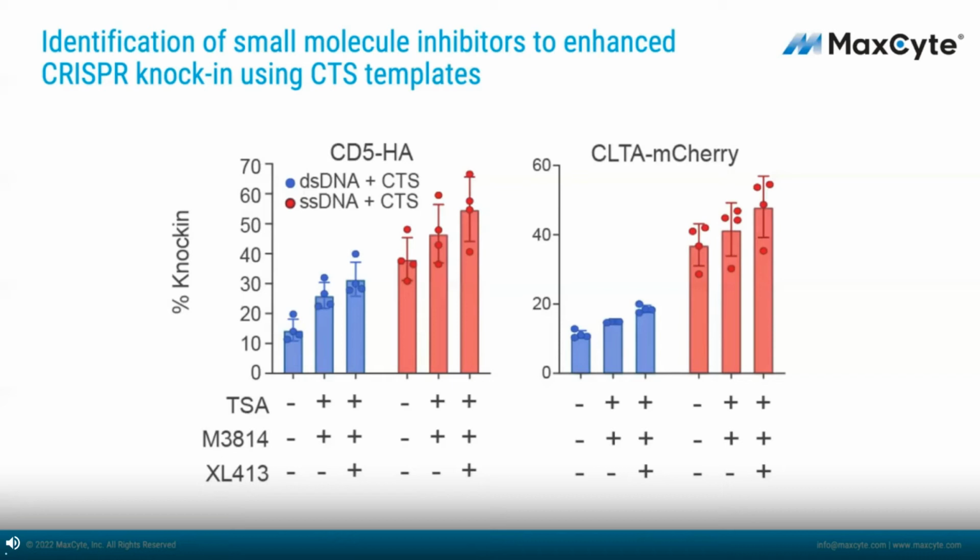But then as we begin adding in the small molecule inhibitors, either this MT combination of TSA plus M3814 or the MTX combination with all 3 drugs, we can improve this knock-in efficiency even further, both with the single-stranded and double-stranded templates. So again, this is another weapon in the arsenal in order to really increase the knock-in efficiency and, I'd say, overall flexibility of this non-viral approach.